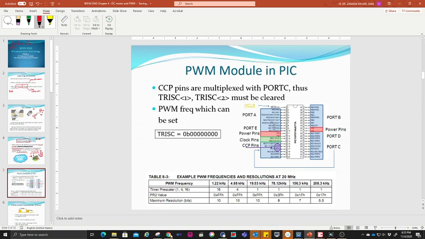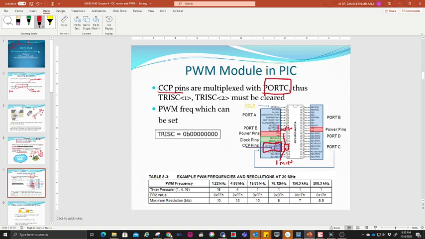The CCP pins are multiplexed with port C. So it means that at port C you can get the CCP pins. Where is it? The CCP pins are here at port C. So you have to use these two pins, or maybe one pin: one pin for one motor, another pin for the other motor. So one motor here, one motor here. They call it CCP1 and CCP2.